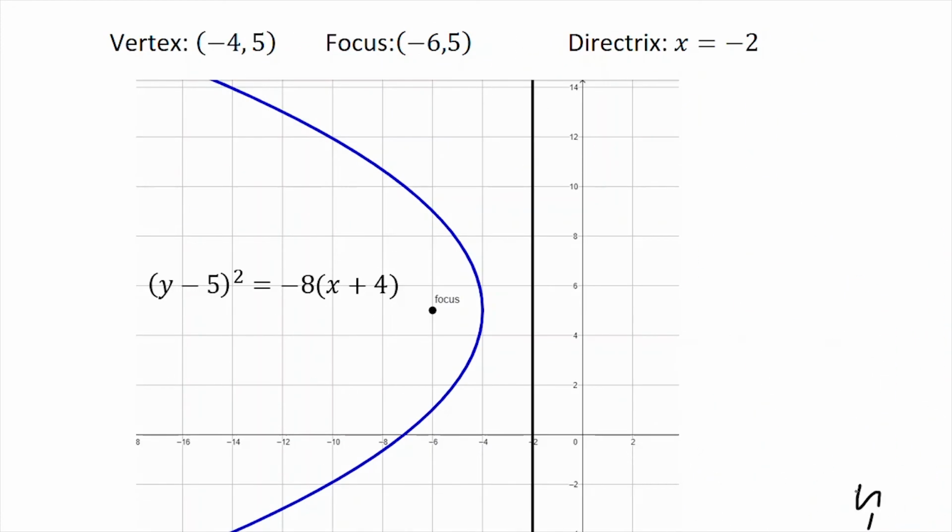So we can clearly see this is a left opening parabola. We can see the vertex there. The rightmost point is negative 4, 5, the focus, and the directrix as shown.